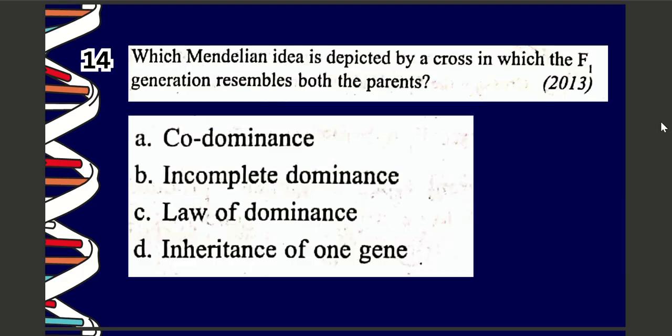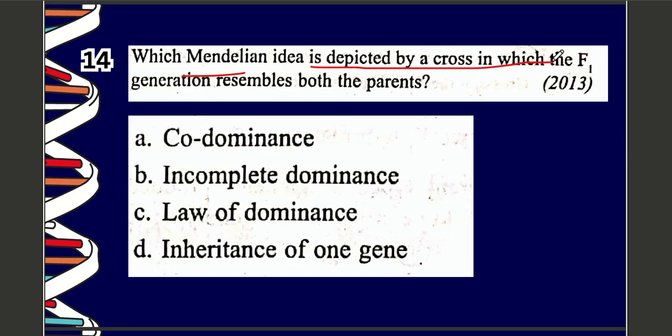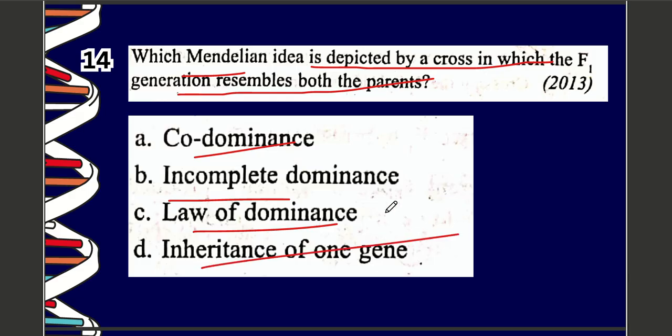Next question. Question number 14. Which Mendelian idea is depicted by a cross in which the F1 generation resembles both the parents? Options are A. Codominance, B. Incomplete dominance, C. Law of dominance, D. Inheritance of gene. The correct option is option number A, which is codominance.